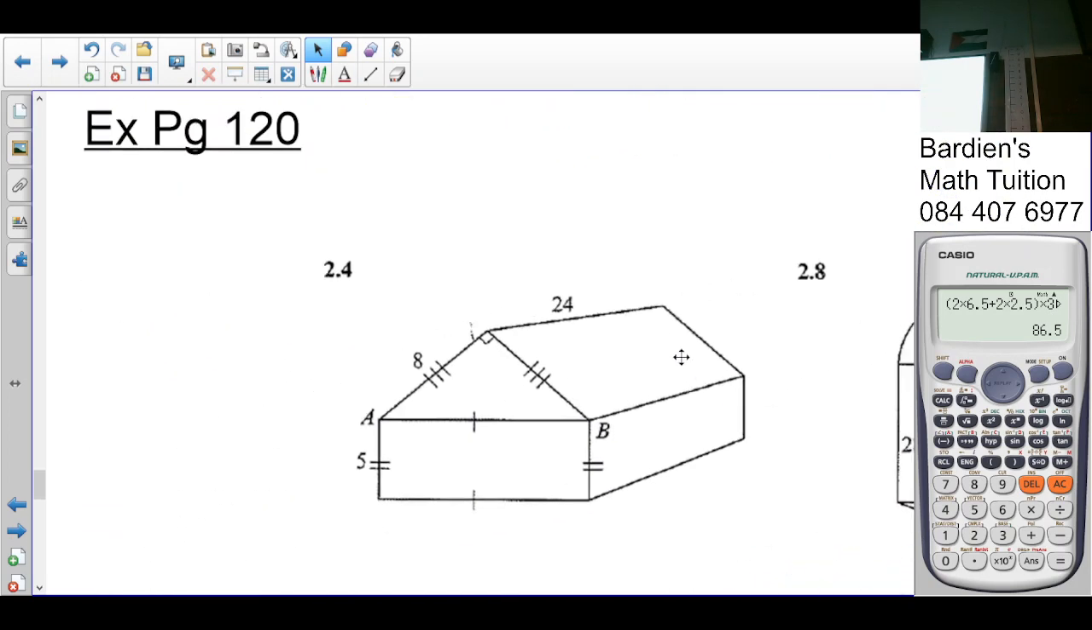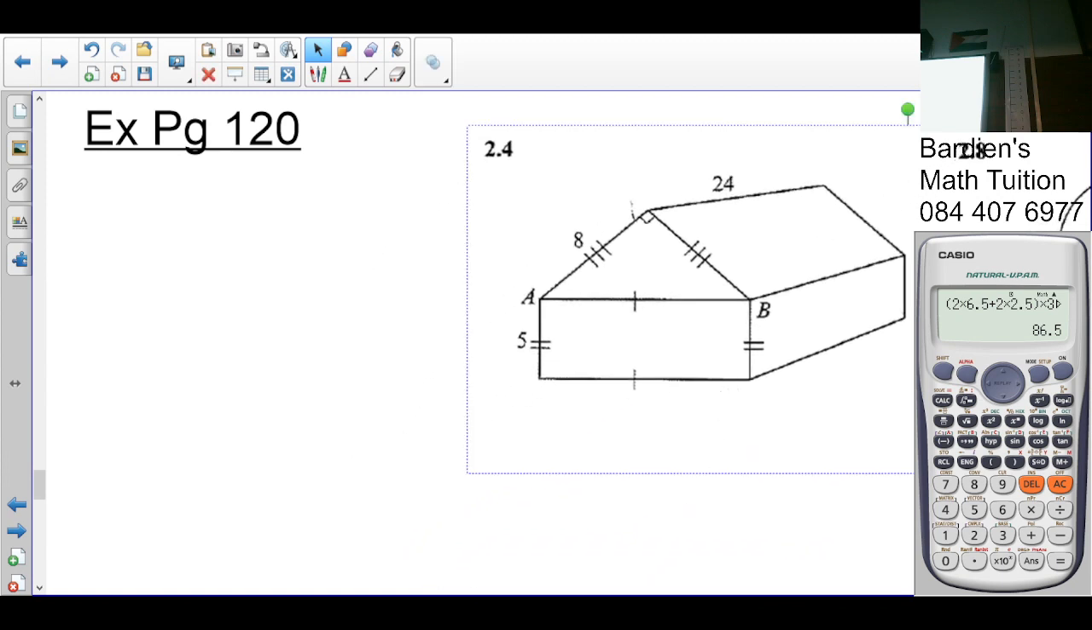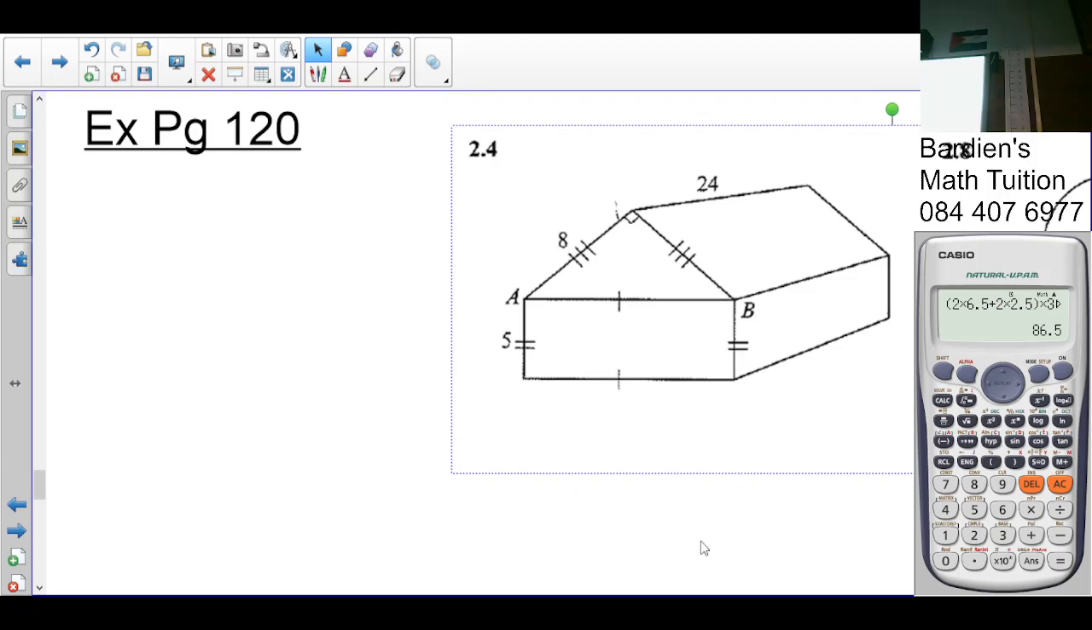Also do 2.4. Yes. Some of this is worth 8 marks. Learn this. Yeah. 8 marks.